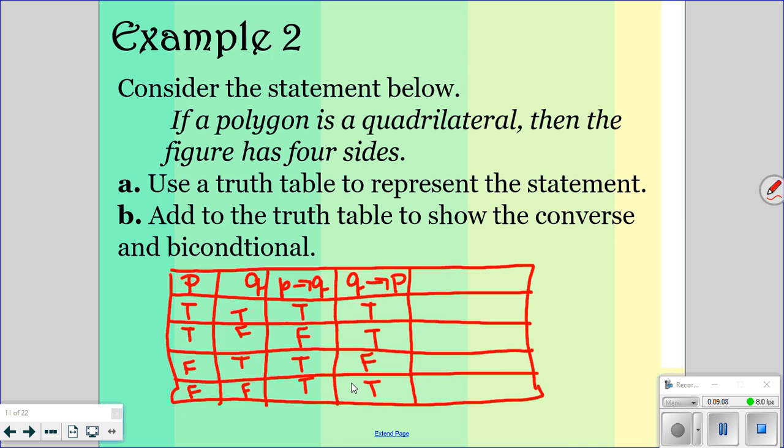So that's your converse. And then your biconditional is P if and only if Q. So it is only true when both the original and the converse are true. So it would be a true biconditional here, a false one here, and a true biconditional there. So that would be how you make a truth table.